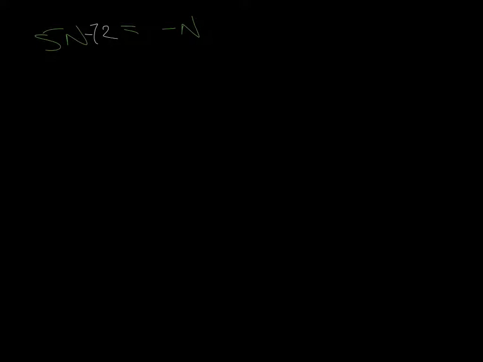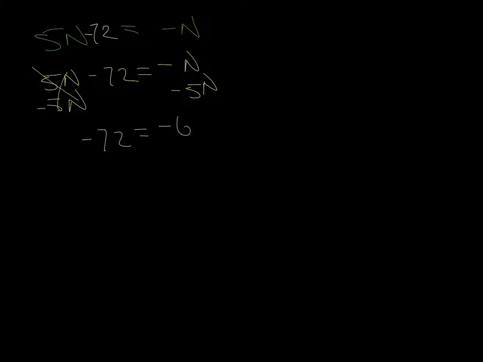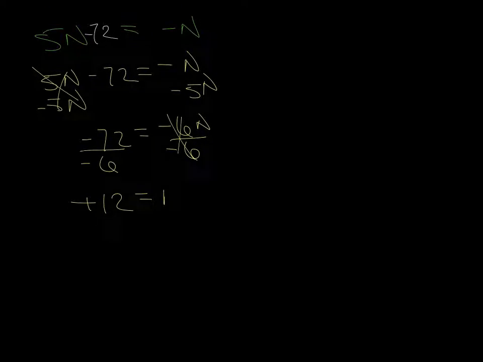So now I can take negative 70. Well, let's do it this way. I'm going to rewrite it in yellow here. 5n minus 72 equals negative n. Okay, so I am going to take away 5n here, take away 5n here. Those go away. Negative 72 equals negative 6n. Then I'm going to divide by negative 6, divide by negative 6. Those cancel. A negative divided by a negative is a positive, right? 72 divided by 6 is 12, and that's the number.